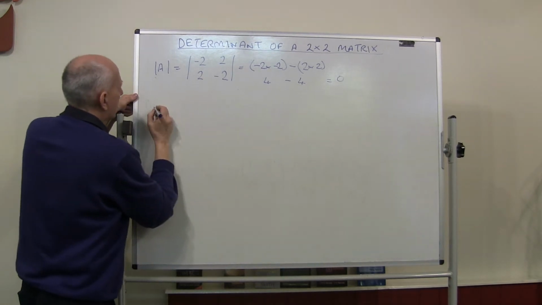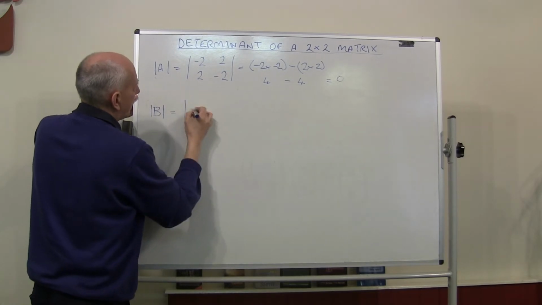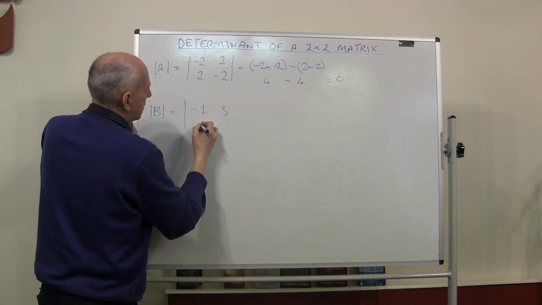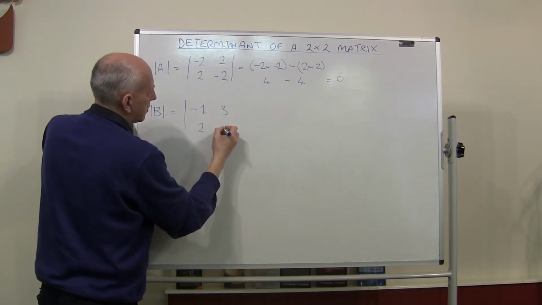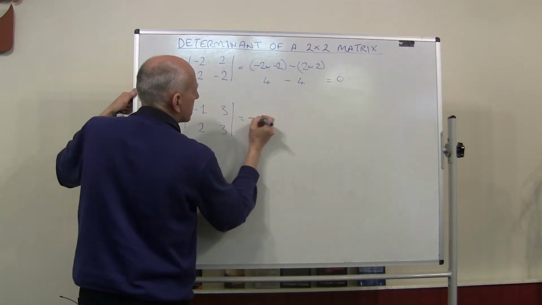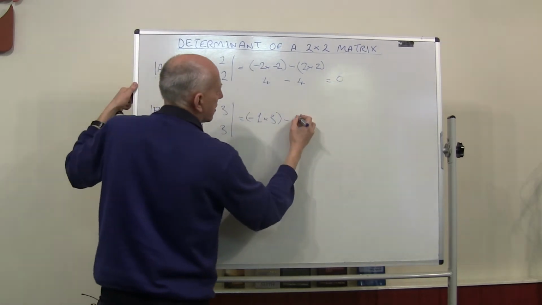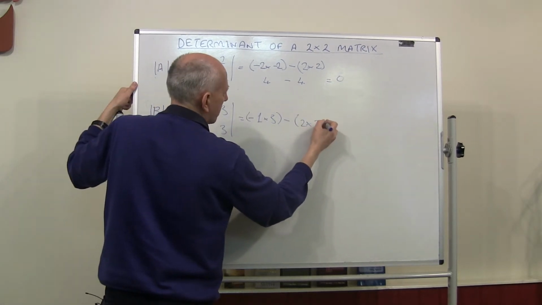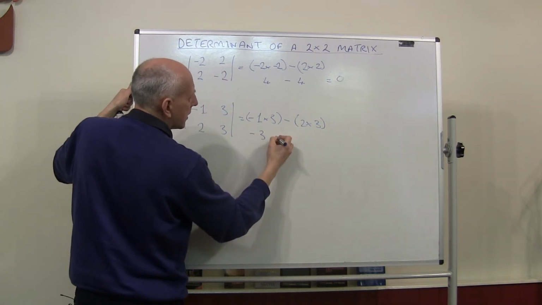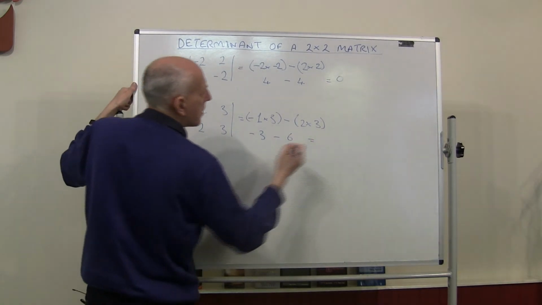Okay, and then another one just to complete the day. So minus 1, 3, 2, 3. So minus 1 times 3, minus 2 times 3. Okay, so that's going to be minus 3, minus 6. Double check myself, yep, minus 9.